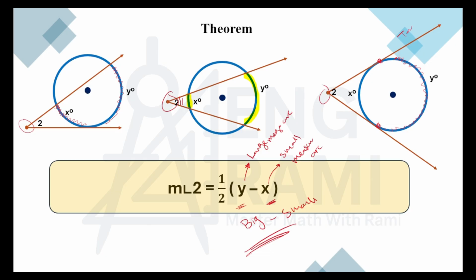This is a tangent line, by the way, and also this is a tangent line, since it cuts the circle at just one point. But we can also apply this formula in order to find the measure of this angle.